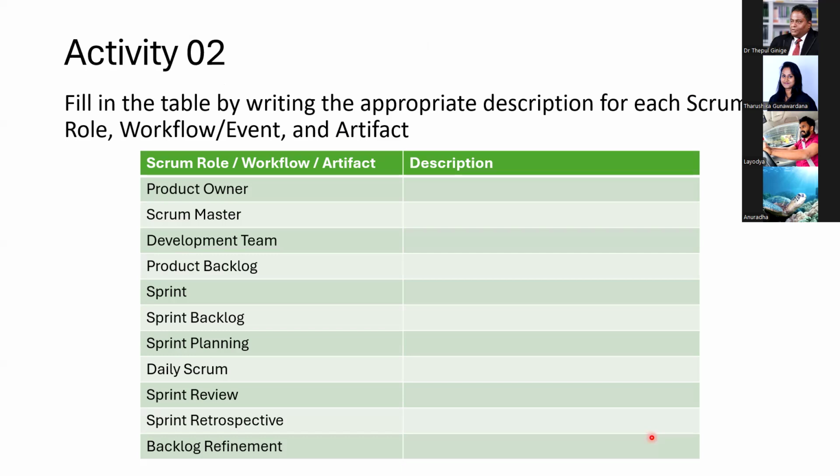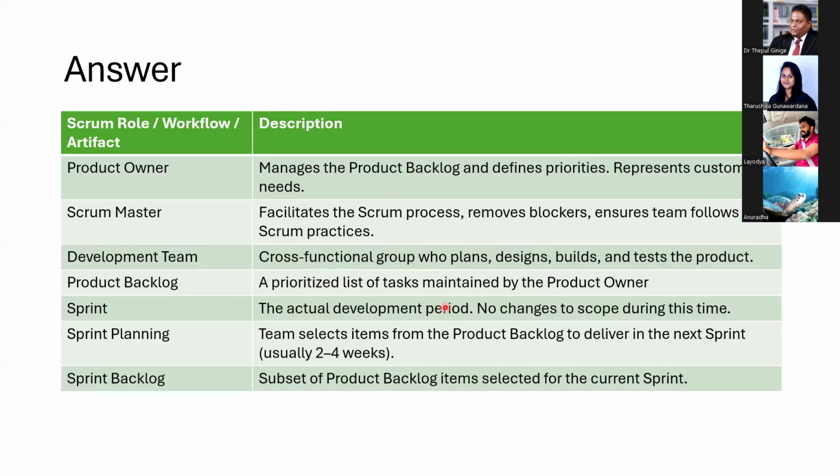So this is an activity which I wanted to give to you all, that is to fill in the table by writing the appropriate description for each Scrum role, workflow, event, and artifact, right? So the product owner, Scrum Master, development team, likewise, we have discussed these things. I just wanted you to fill in the description. Since we don't have time, I have done it for you all, right? Like this. So you can just take a screenshot if you want and keep it with you.